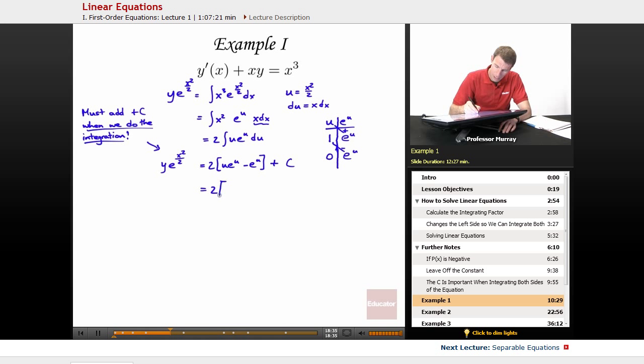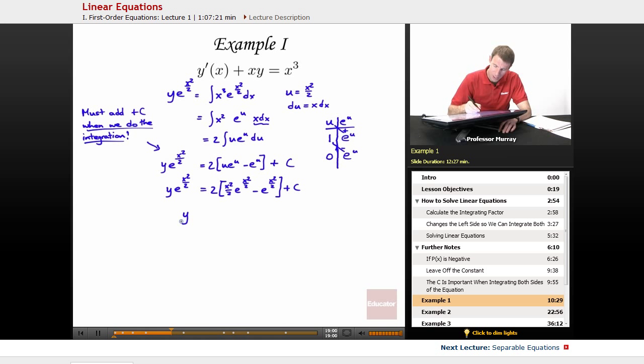So 2 times u is x squared over 2, e to the x squared over 2, minus e to the x squared over 2, plus c. And I would like to divide both sides by e to the x squared over 2 because I want to solve for y on the left.